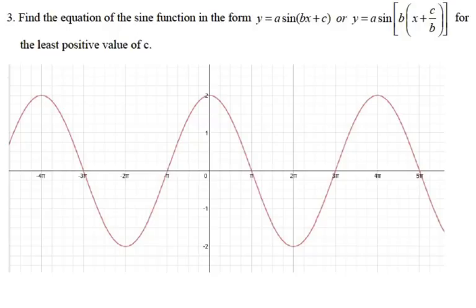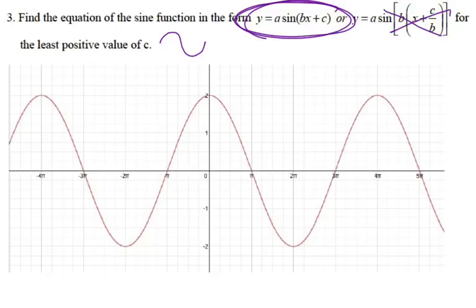Alright, number 3: find the equation of the sine function in the form y equals a sine bx plus c, or y equals a sine of b times x plus c over b, for the least positive value of c. I want it in this form, by the way, so you can ignore this one. So we want to find a cycle of sine. Sine looks like this. So I'm going to find one cycle of sine. Right here, there's my one full cycle of sine.